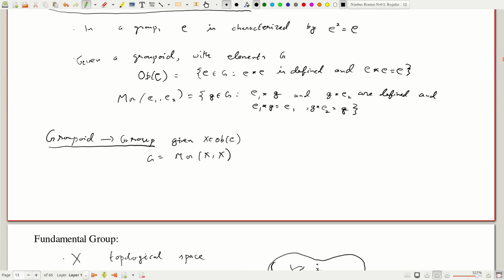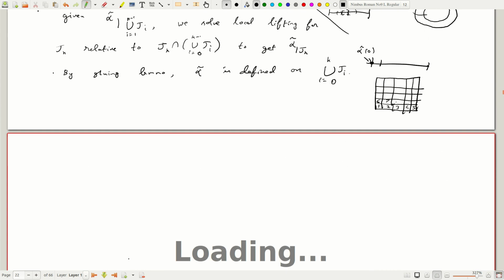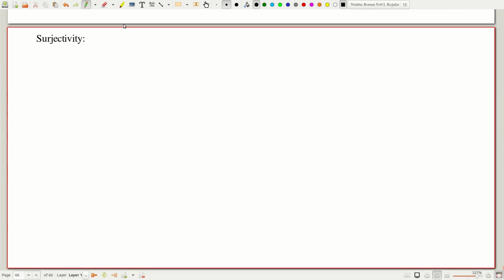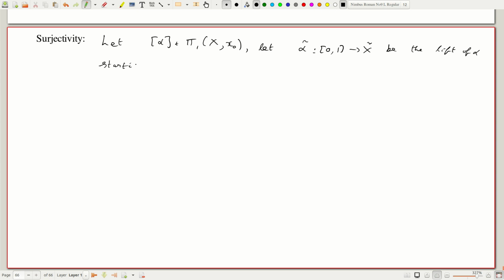Okay, how about surjectivity? That is similar. So for this we have to pick an element. Let's say the class of alpha belongs to pi 1 of X, x0. And I have to show this is the image of some word. So I have to identify what the word is. Well, we'll look at the lift of this and see where it ends. Okay, so let alpha tilde, this is going to map 0, 1 to X tilde, be the lift of alpha, starting at the origin E, which is the empty word.